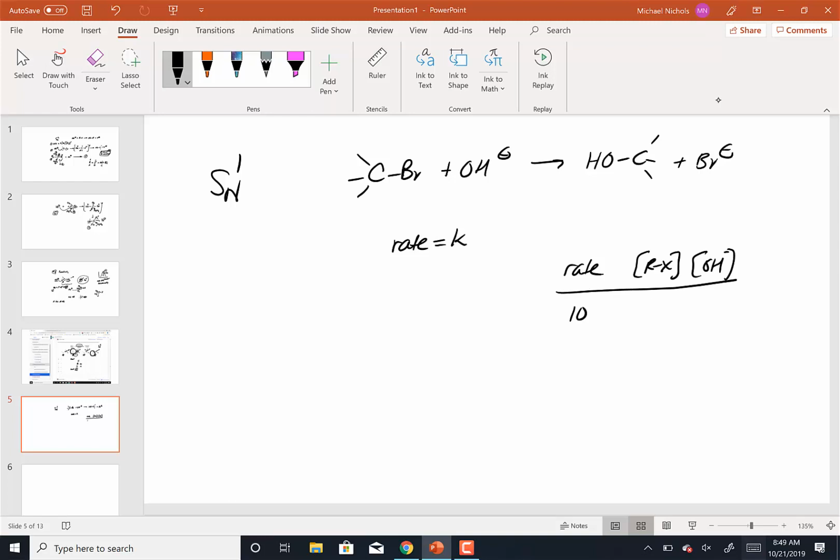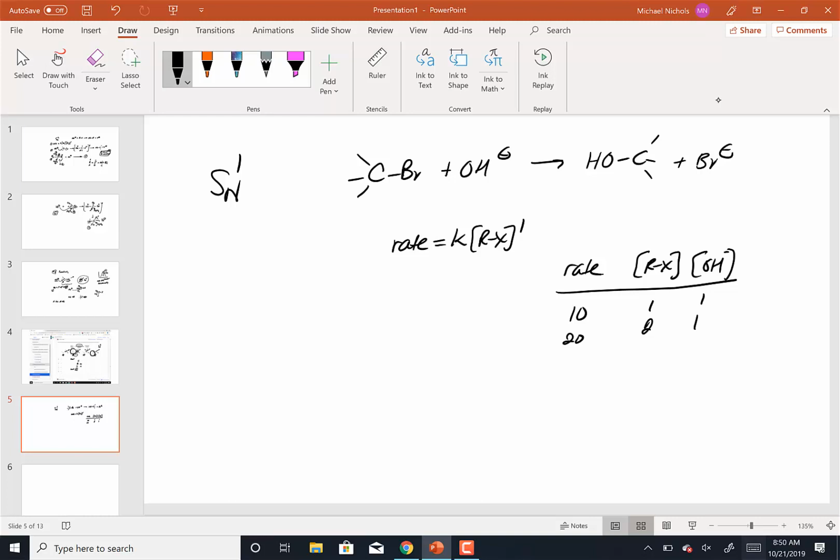they got a rate of, let's say, 10 when they used a 1 molar solution of alkyl halide and a 1 molar solution of hydroxide. And they said, okay, let's double the concentration of halide and keep the nucleophile concentration the same, and the rate doubled. And they said, great. First order in alkyl halide.